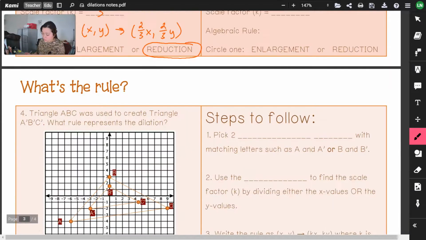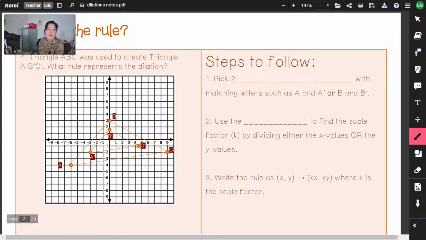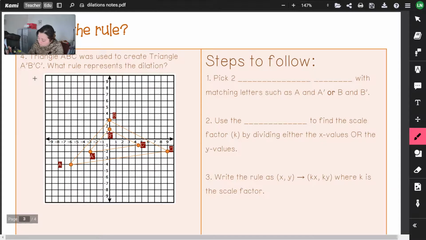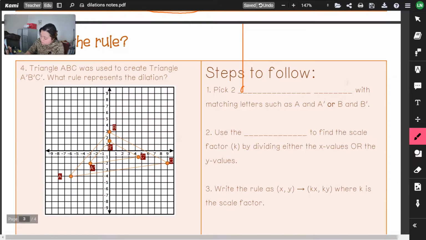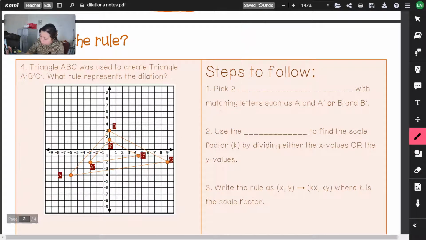Okay, let's look at the next type of problem. These are ones where we're trying to figure out what the rule is. We are trying to find scale factor and everything, except this time, instead of a shape, we have our coordinate grid. So step 1, we want to pick 2 corresponding points. Before we were picking corresponding sides, now we are using corresponding points.